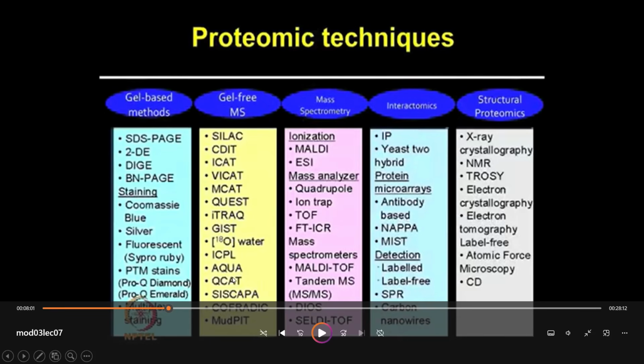These are a few gel-free based techniques. And mass spec, we'll also be talking about mass spec in week 5, like in the next week. So all those details about mass spec can be covered in next week's lectures.